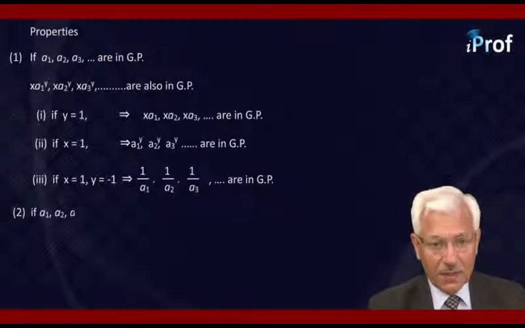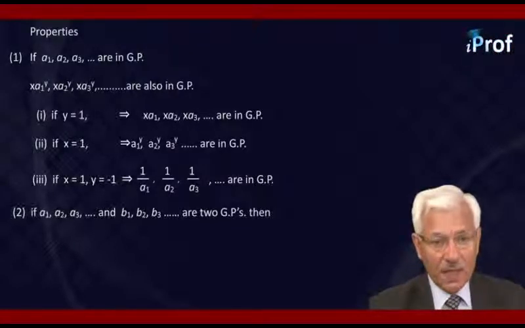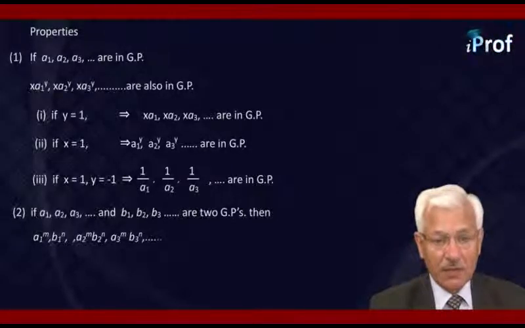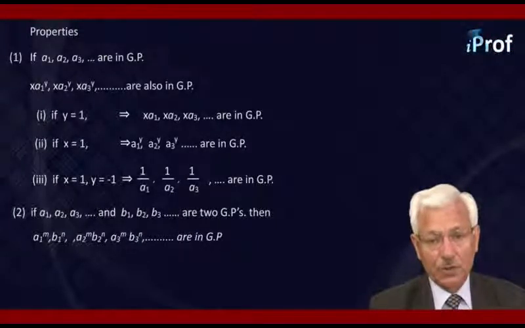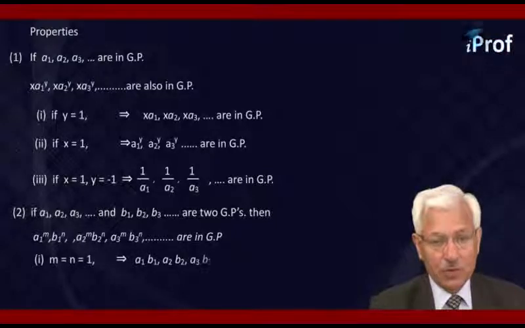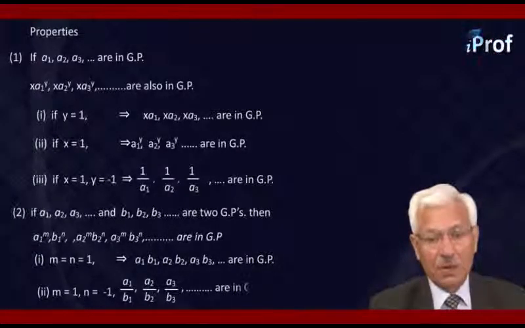Second, if A1, A2, A3, ... are a GP, and also B1, B2, B3 is again another GP, then A1 raised to power m, B1 raised to power n, comma, A2 raised to power m, B2 raised to power n, comma, A3 raised to power m into B3 raised to power n, ... are all also in GP. If we take m equal to n equal to 1, we get A1 B1, comma, A2 B2, comma, A3 B3 are also in GP. Similarly, if we take m equal to 1 and n equal to minus 1, we get A1 upon B1, A2 upon B2, A3 upon B3 is also a GP.